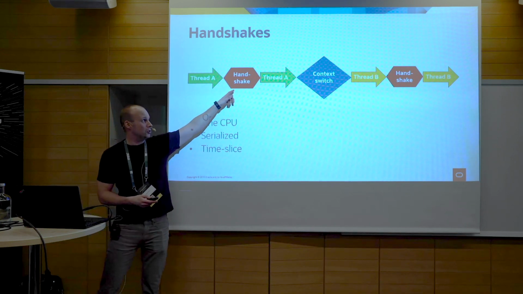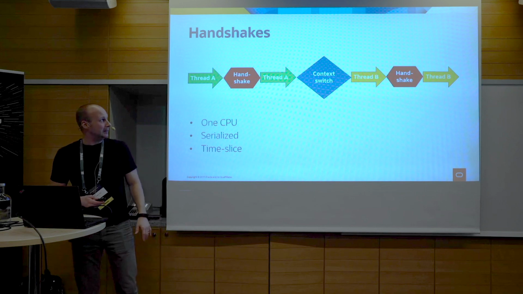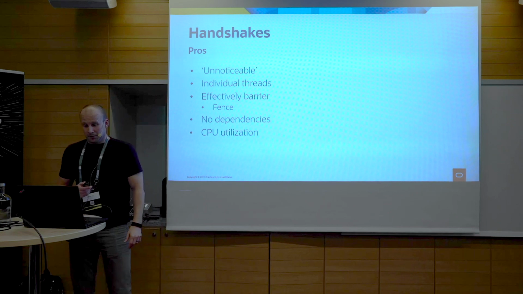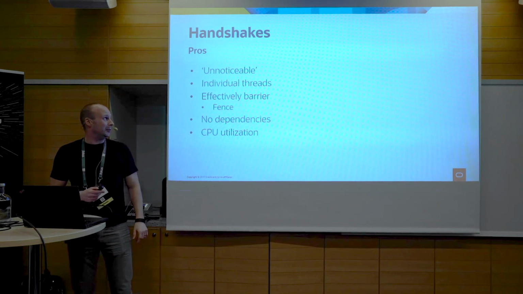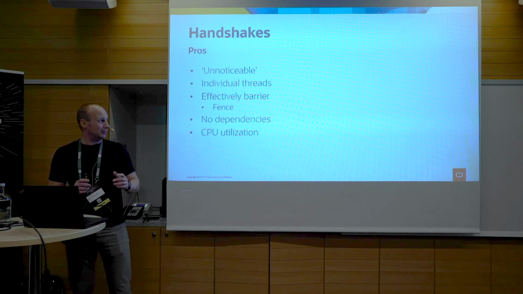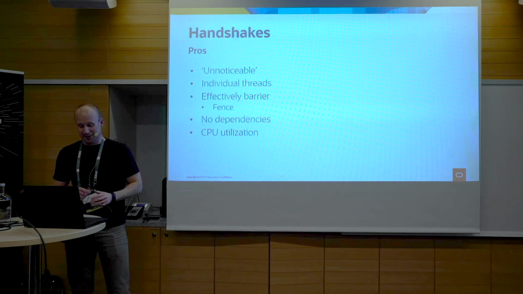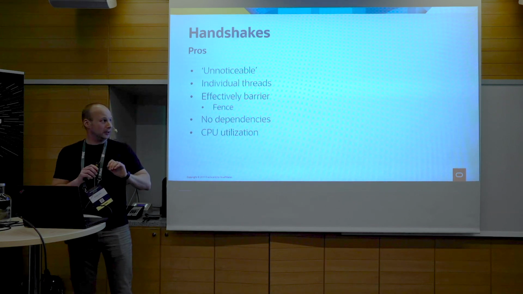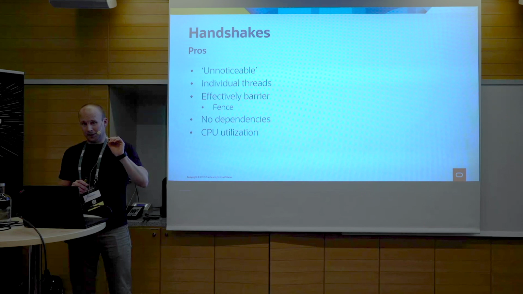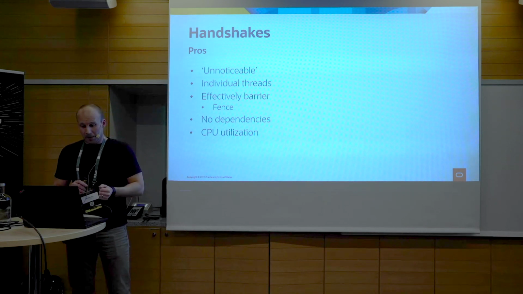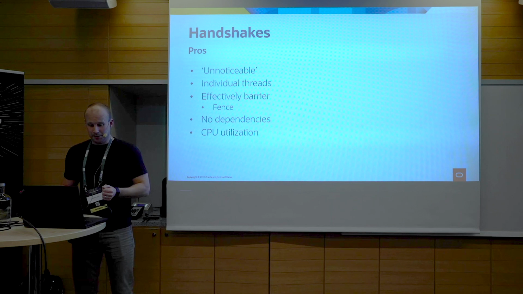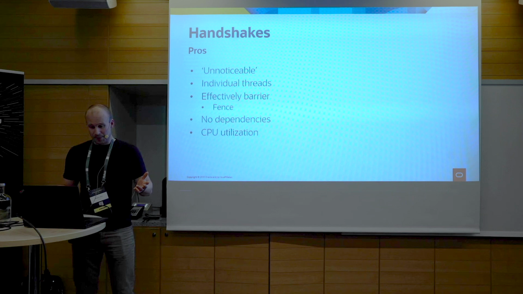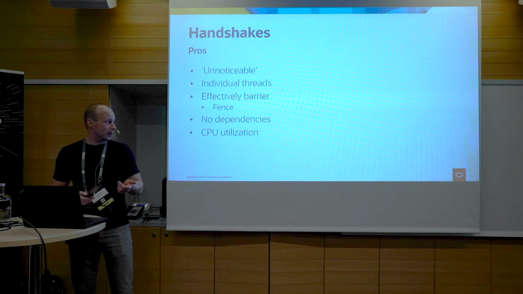You can obviously measure this in a micro benchmark, but if the operation is tiny, this is not noticeable. So if you don't measure extremely carefully, you can't see the handshakes. We can target individual threads with the handshake, so we don't need to handshake all threads. We can target a single thread for the handshake. And it's really good as a barrier. It doesn't have the thread dependency, and we keep the CPU utilization as high as possible.